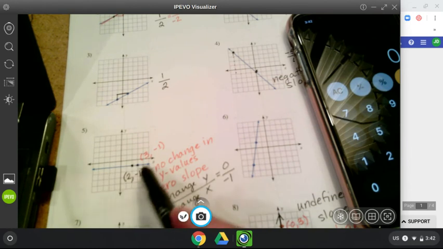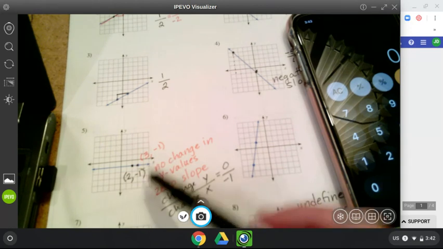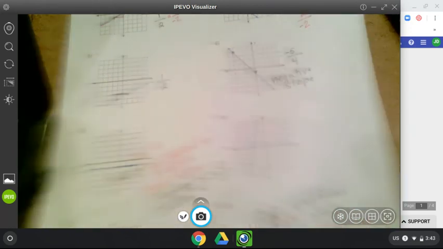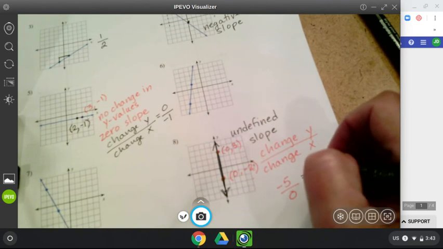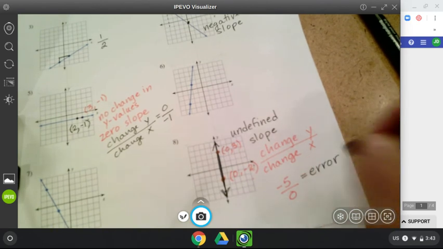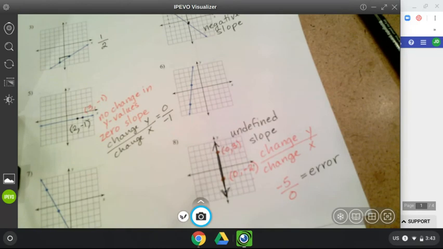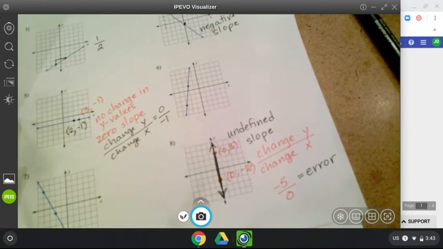You're not going up or downhill because there's no change in the y. And this one is undefined because we literally cannot divide by 0. Anything divided by 0 is undefined, or you will get an error message on your calculator.